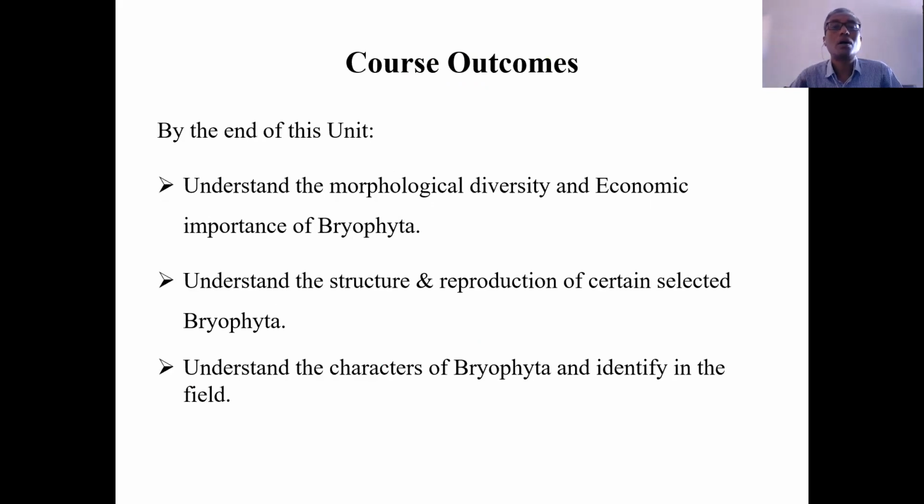Course outcome of first unit. By the end of this unit, the student will understand the morphological diversity and economic importance of Bryophyta. Second course outcome, the student will understand the structure and reproduction of certain selected Bryophyta, Riccia and Funaria. Third course outcome of this unit, the student will understand the characters of Bryophyta and identify them in the field. So these are the course outcomes of first unit.